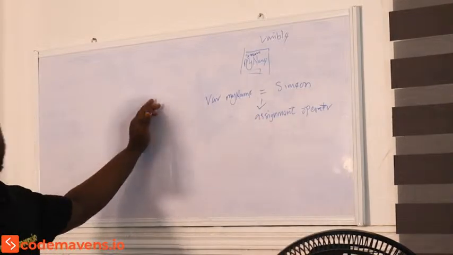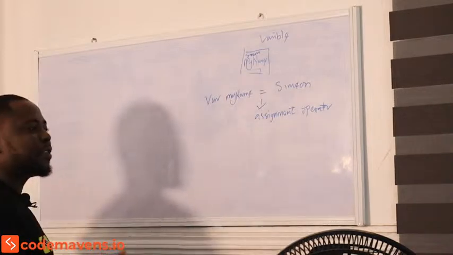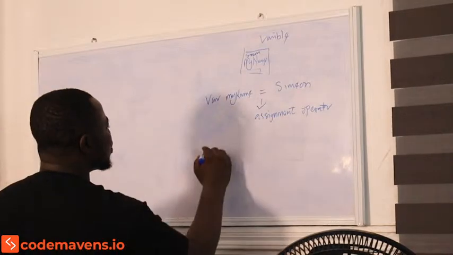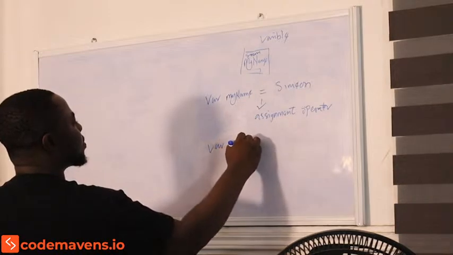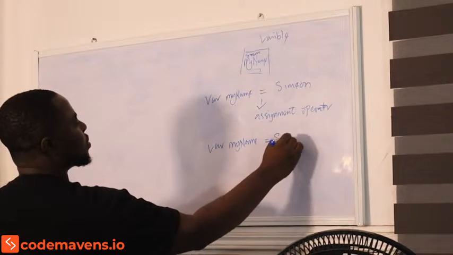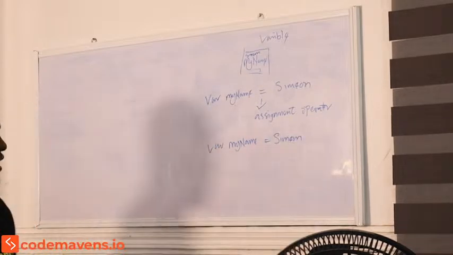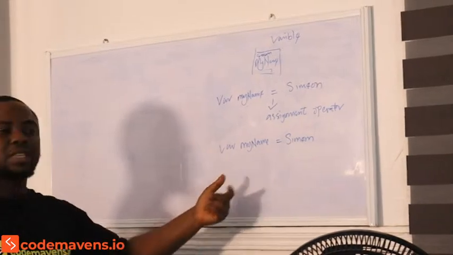It's called what? An assignment operator. Why? This is it. When you declare a variable, you can assign something to it by saying var my name equals Simeon. So listen up. Now I want you to understand what this means.